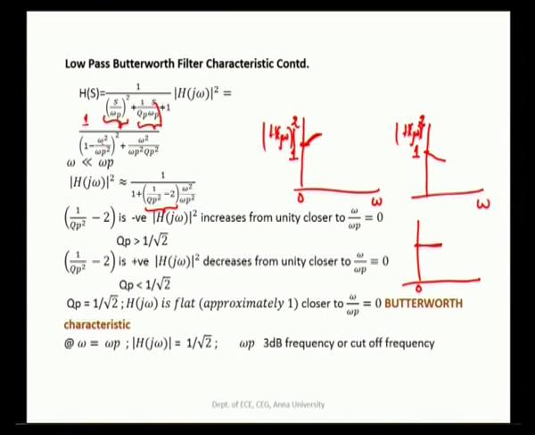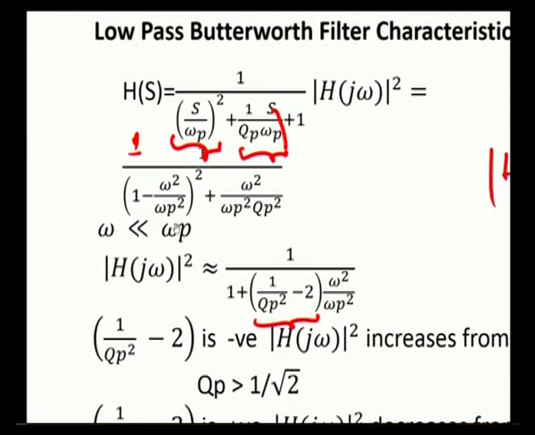So, if you substitute omega equals omega p here, what you get is this term cancels away, and we get 1 by QP squared. So, mod h of j omega squared is equal to 1 divided by 1 by QP squared, or mod h of j omega is equal to QP, and QP here is 1 by root 2 if it is Butterworth characteristic.